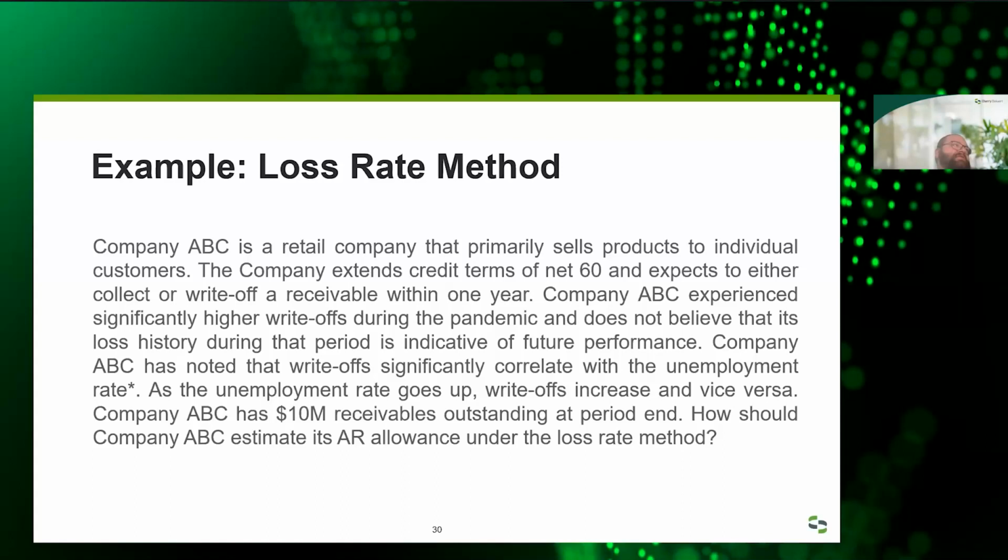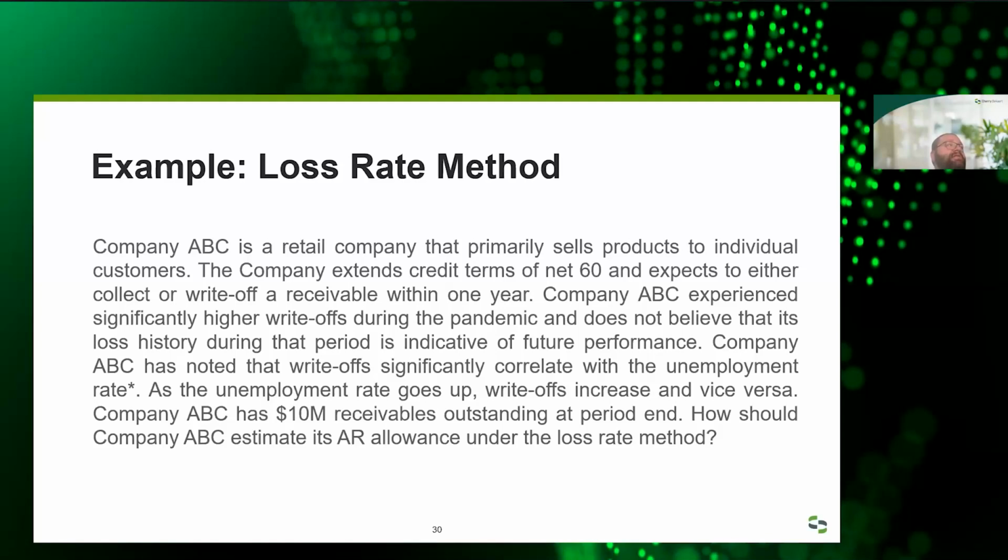So let's go over a few quick examples here. These are simplified examples, but we'll do them quickly. Company ABC is a retail company that primarily sells products to individual customers, and they extend credit terms of net 60, and they expect to collect or write off these receivables within 1 year. Company ABC experienced significantly higher write-offs during the pandemic and does not believe that its loss history during that period is indicative of future performance.